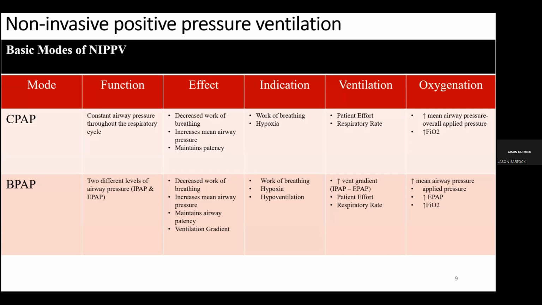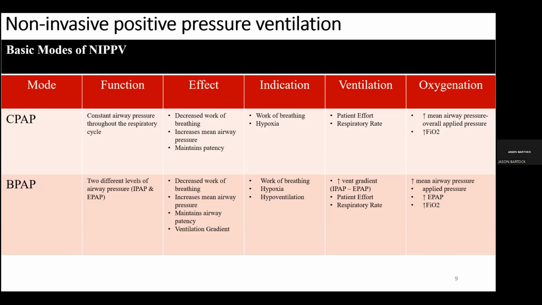So BPAP, or bilevel non-invasive ventilation, allows you to create a diffusion gradient that helps you clear carbon dioxide. Within that modality, you have two things that are titratable: an IPAP and an EPAP. It has the same effects: you can decrease work of breathing and increase mean airway pressure, overcoming obstruction, both proximal and distal, and recruiting alveoli, which is good, allowing for an enhanced diffusion gradient for better oxygenation.